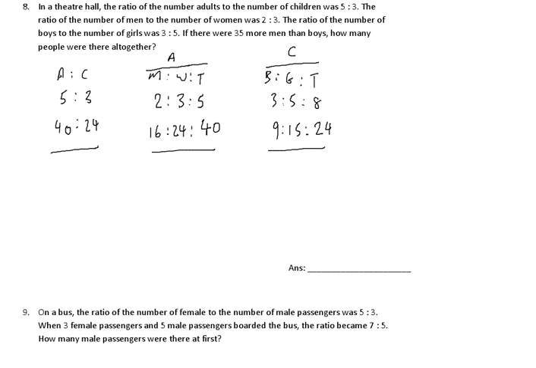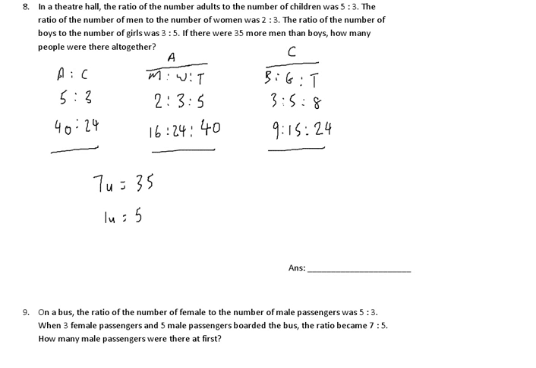Now, if there are 35 more men than boys, okay, men, let's look at men. Men is how many units? 16. Boys is how many units? 9. Okay, so what's the difference in the number of men and boys in terms of units, Ryan? So 7 units. And 7 units equals to how much? 35. 1 unit equals 5.